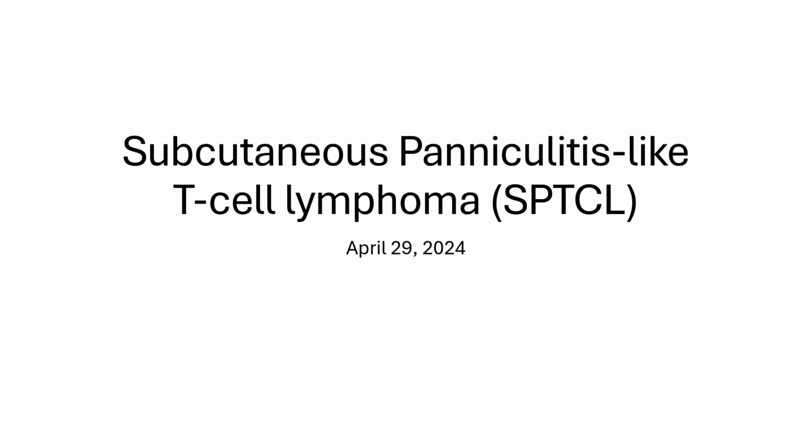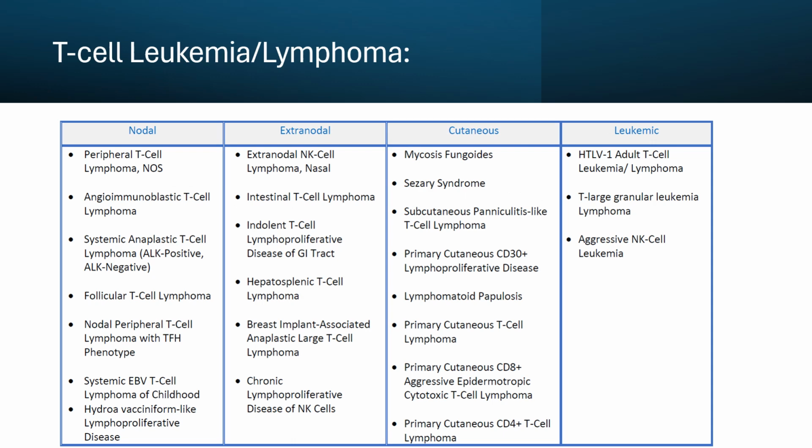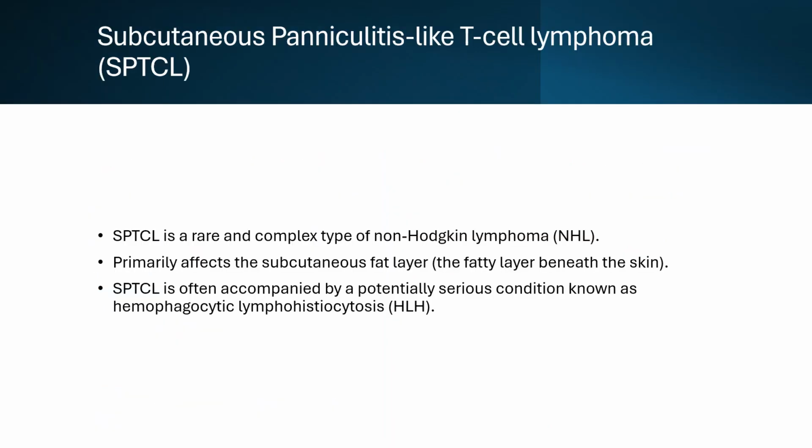Subcutaneous Panniculitis-like T cell lymphoma (SPTCL). This entity falls under the cutaneous lymphoma, as described over here in this table, under the third category, and it is a rare and complex type of non-Hodgkin lymphoma. It primarily involves the subcutaneous fat layer, causing nodules and inflammation that resemble a condition called panniculitis.